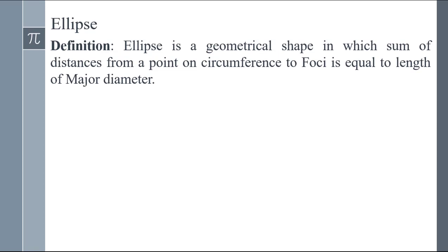We have focus number 1 and focus number 2. Both of them are called foci. The sum of distances is equal to length of major diameter. There are some terms that we should study about. At first, let's look at this definition.